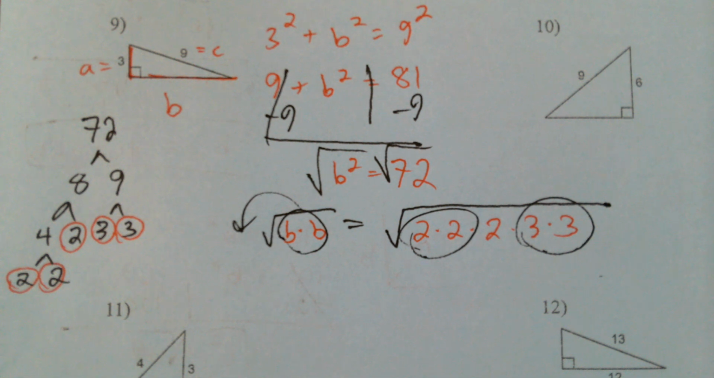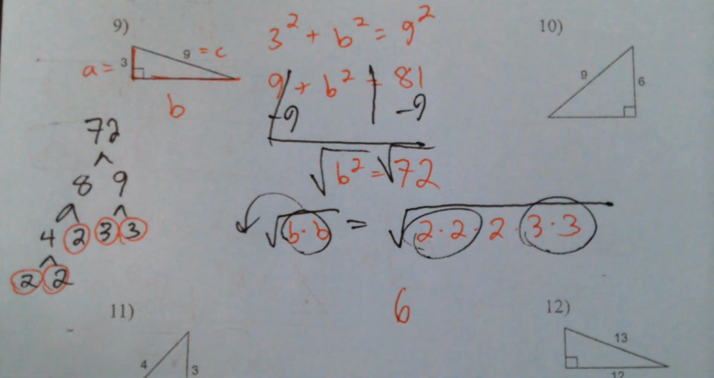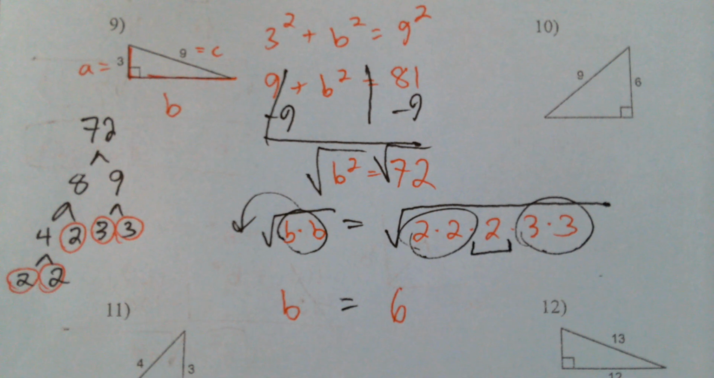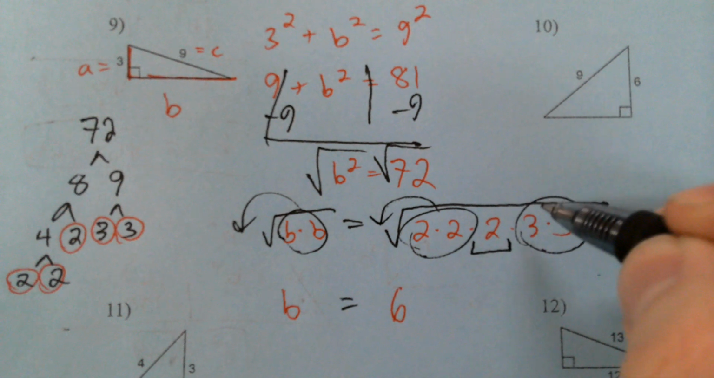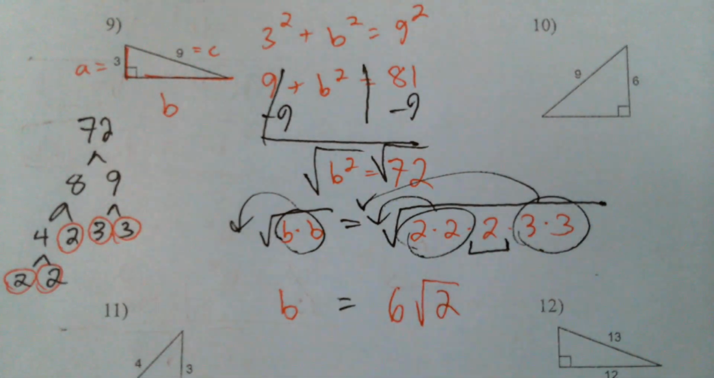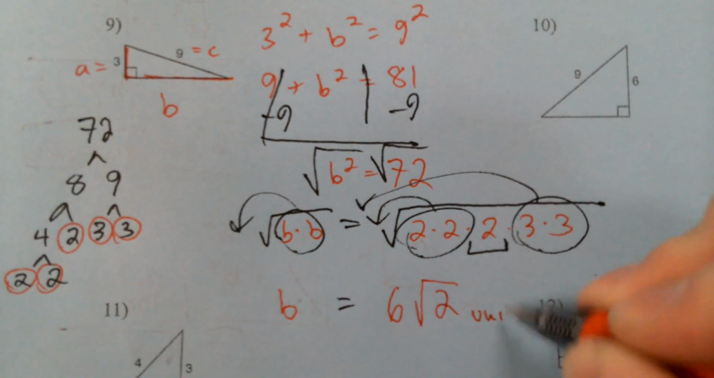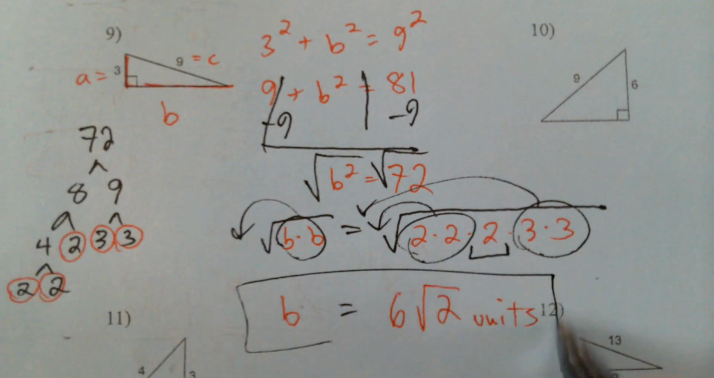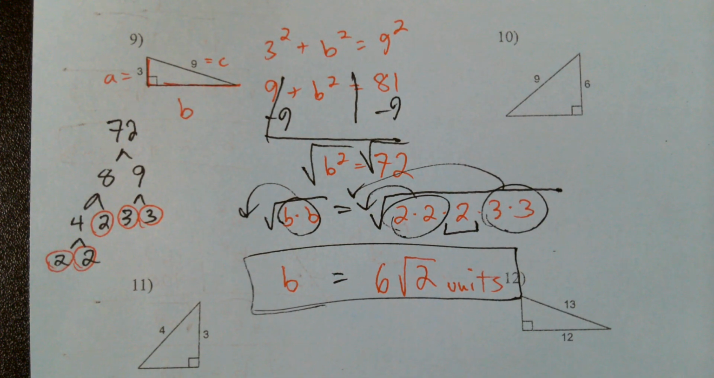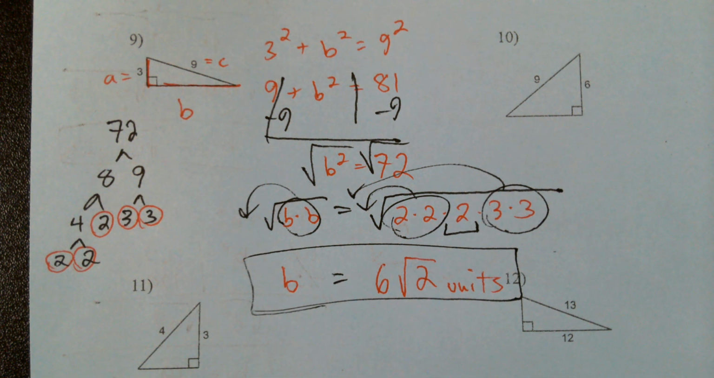So when we bring those out in front, we always want to multiply them together, 2 times 3 giving us 6, b on the left. But this lonesome 2 in here doesn't have a pair, right? It doesn't have a twin that it can get pulled out of the square root with, like the 2 and the 3. So that 2 is going to stay behind inside that square root, and our answer is going to be 6 root 2 units. Kind of a lot of work there for that one, but it's because we had to break down the 72.